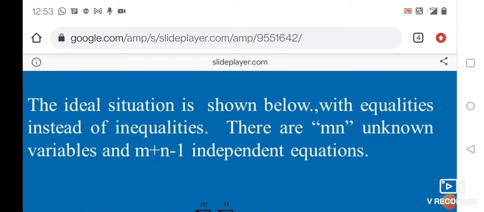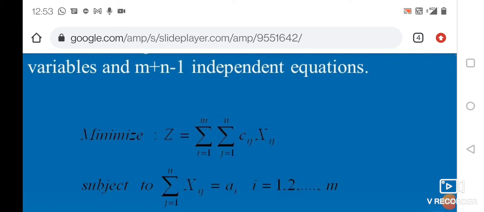The ideal situation is shown below with equalities instead of inequalities. There are mn unknown variables and m plus n minus 1 independent equations. This is the minimization: z is equal to the sum of i is equal to 1 to m and the sum of j is equal to 1 to n.